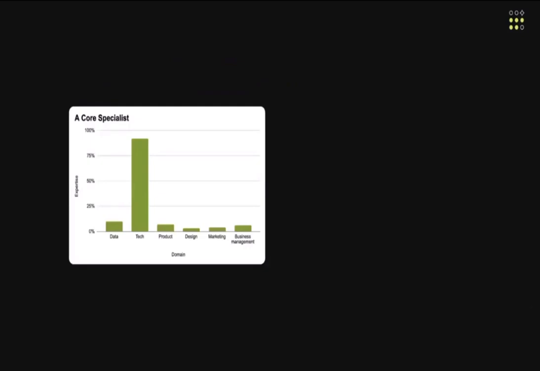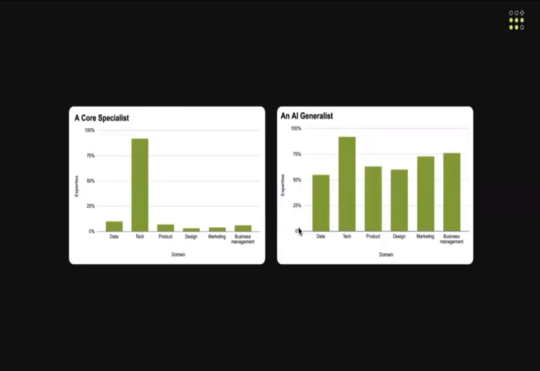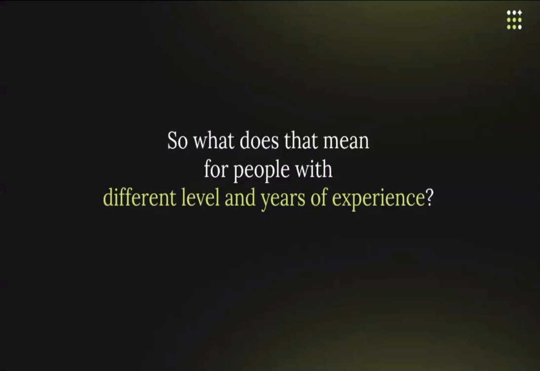You see, a core specialist today looks something like this. They are very good with one skill set. For example, in this case, there's a core specialist of a software engineer, right? A software engineer specialist is very good with tech, but product design, marketing, business management, data, not so much, a little bit. But a good generalist, of course, an AI generalist, will be good with everything. And the reason why they're good with everything is because they use AI to execute their tasks. That is why they're good with everything.